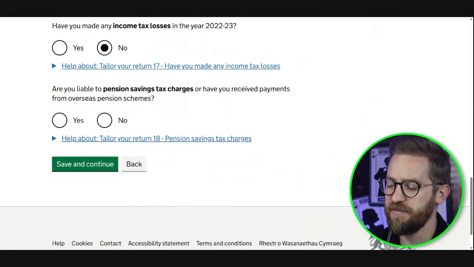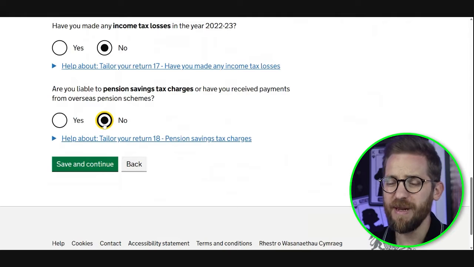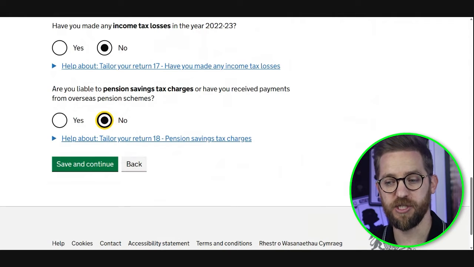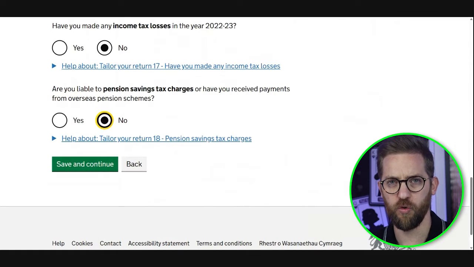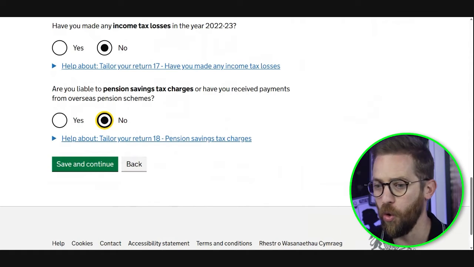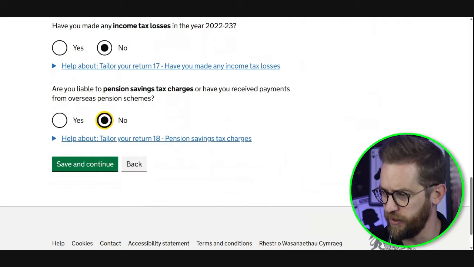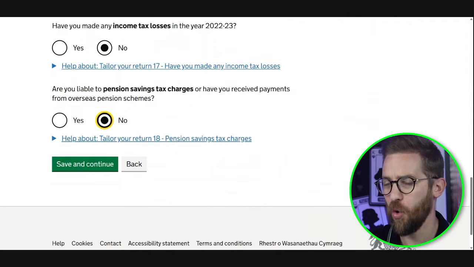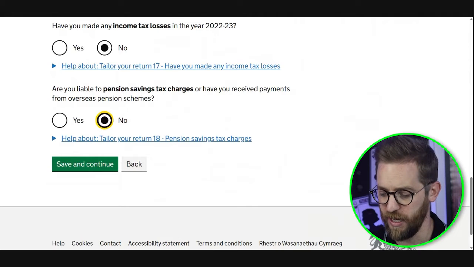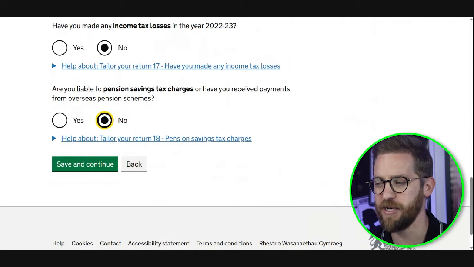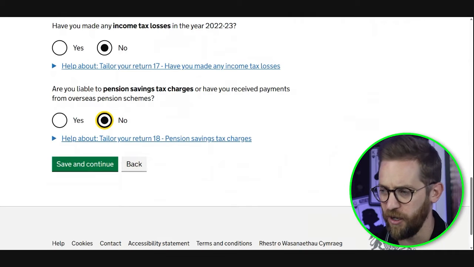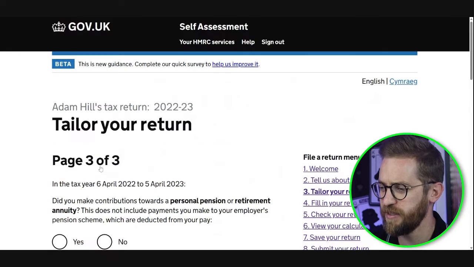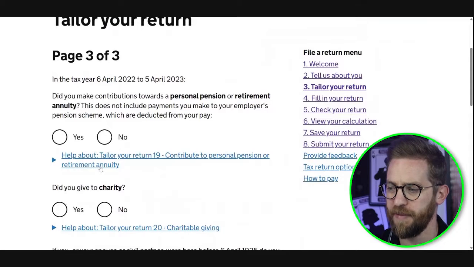Liable to pay pension savings tax charges. You normally have to pay these where you save too much into a pension scheme, either too much in a tax year, because you can only save up to your gross earnings, or £60,000, whichever is the lower figure normally. Or you could pay too much in overall, and you could have more than, I think it's 1.05 or 1.07 million in your pension pot. You may have to pay a tax charge on that as well. So it's for, again, higher earners, higher savers. Save and continue. And then the last page of tailoring your return, page 3.